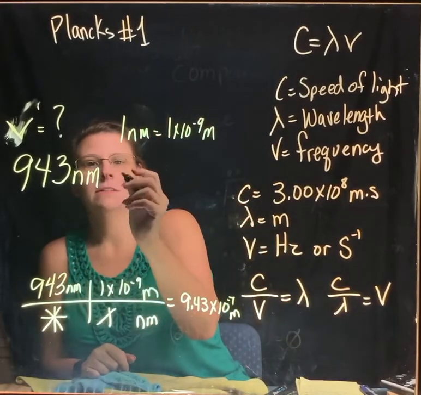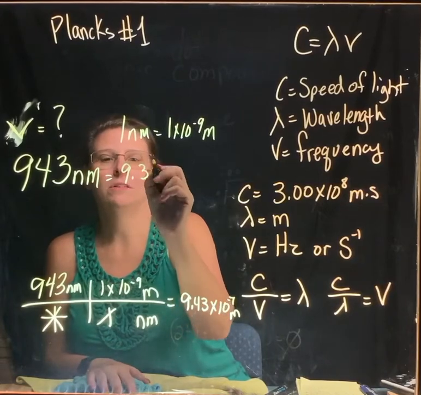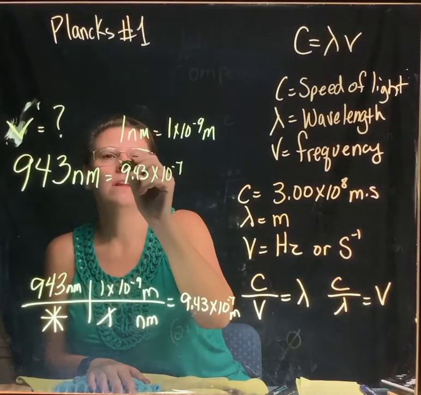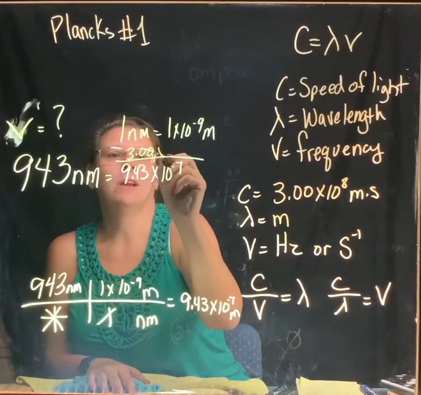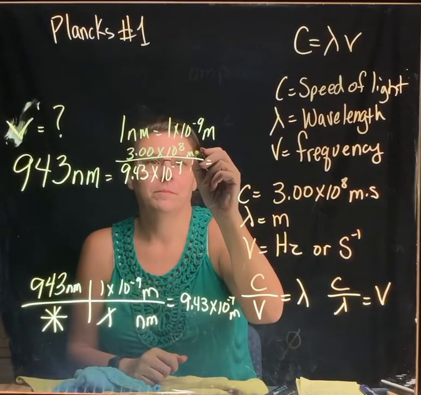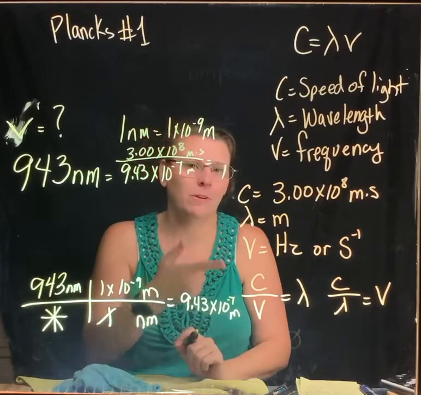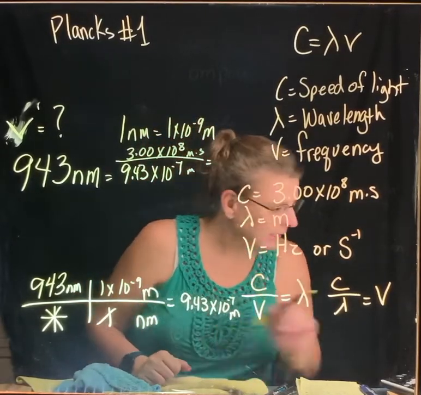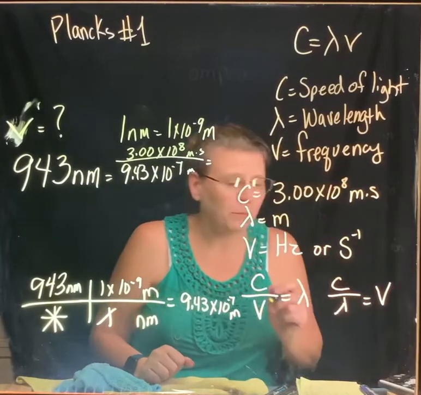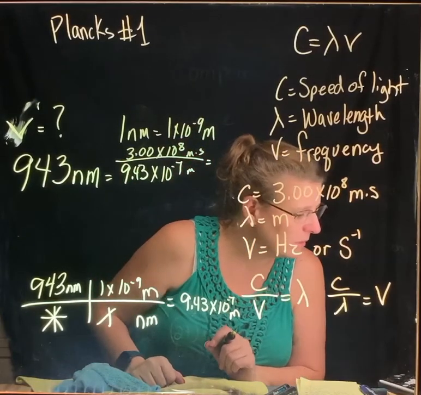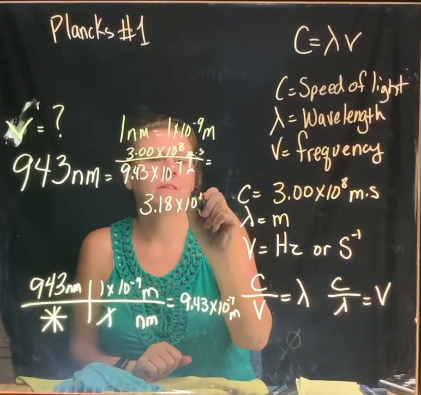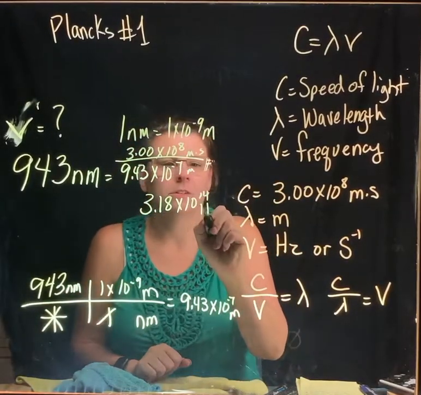Now we can plug that into our formula right here. So we're going to take this, we're going to change it to 9.43 times 10 to the negative 7. We're going to put 3.00 times 10 to the 8th on top. We're going to put it in our calculator, and we'll get our frequency. And our frequency is, and I have this in my calculator, how many significant figures? We need 3, so it's going to be 3.18 times 10 to the 14 hertz.